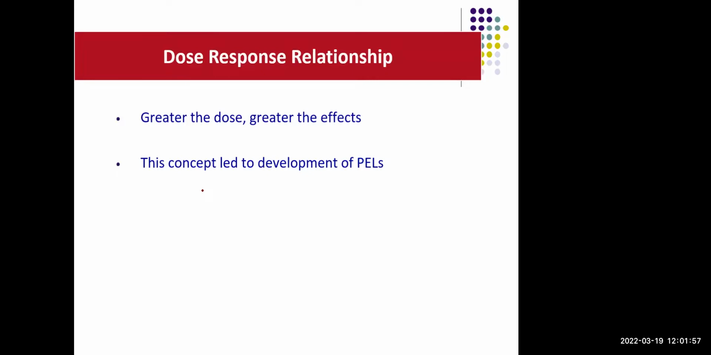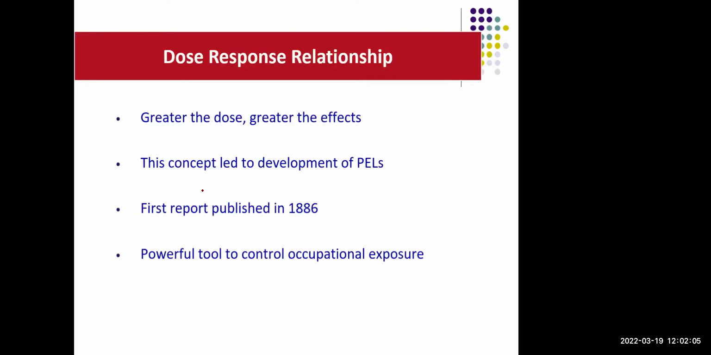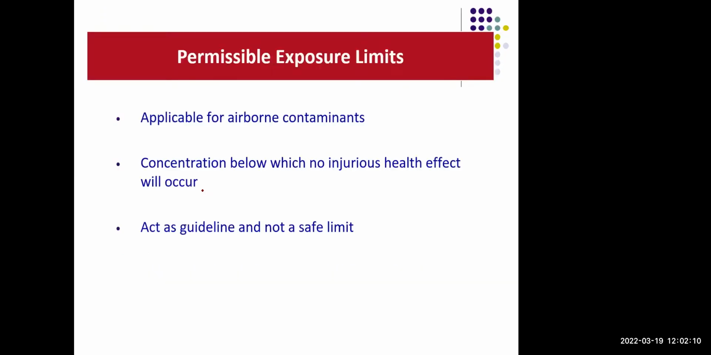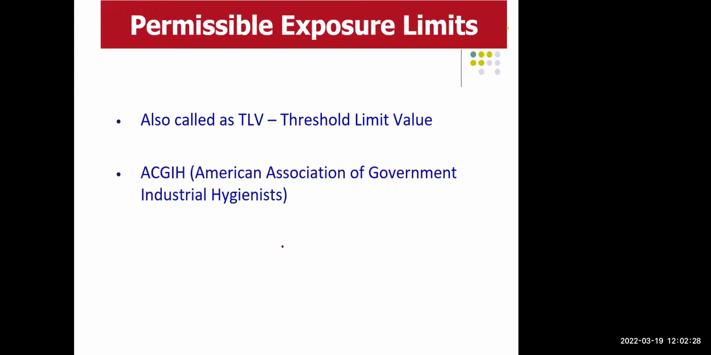This concept led to the development of PEL, permissible exposure limits. The first report was published as early as 1886. It's a very powerful tool to control exposure. Permissible exposure limits are applicable for airborne contaminants. I'm not going to read this. These exposure limits are not safe limits. Please remember, they are a guideline. Tomorrow, with more evidence, the limit may go down, from 2 ppm, say, to 1 ppm. So the value should be as low as possible. It is also called TLV, threshold limit value. But in our Factories Act, it is called PEL, permissible exposure limit.